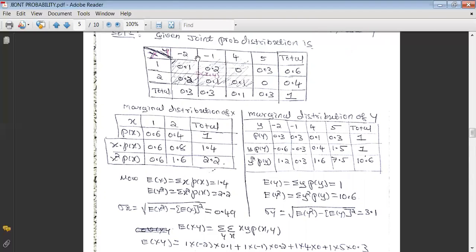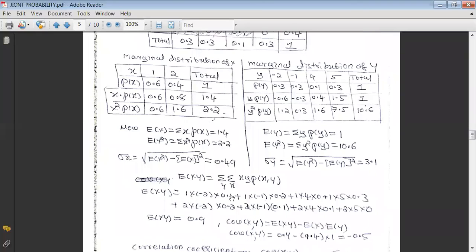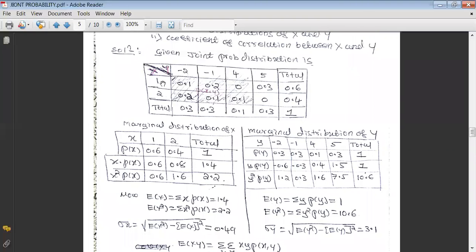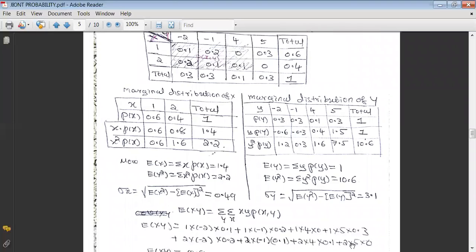First one, 1 into minus 2 into 0.1, that is written here. Next one, 1 into minus 1 into 0.2. Next, 1 into 4 into 0, plus 1 into 5 into 0.3. Next one, 2 into minus 2 into 0.2, which we have written here. Next, 2 into minus 1 into 0.1, that is here. Then 2 into 4 into 0.1, that is here. Then 2 into 5 into 0, that is here.